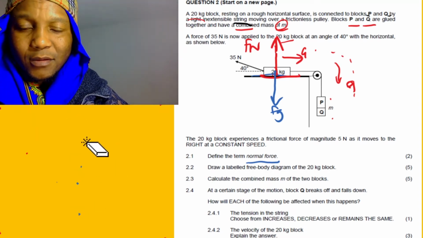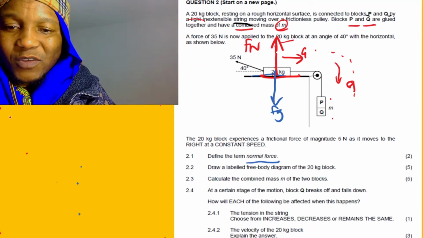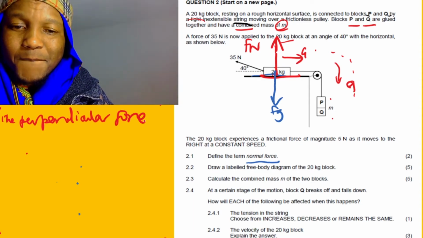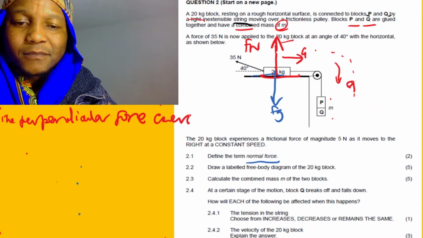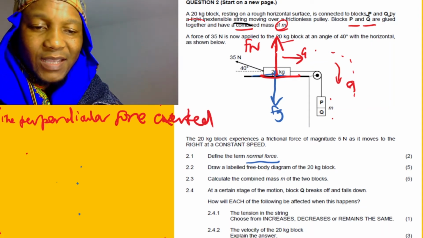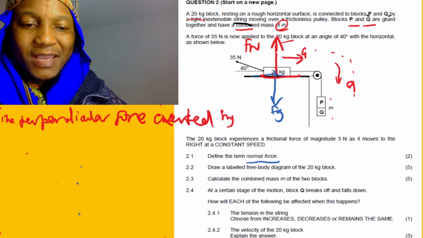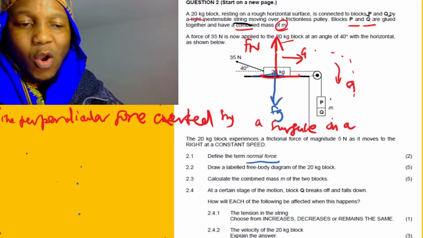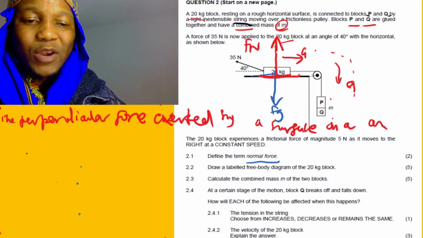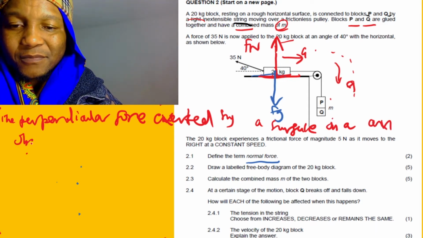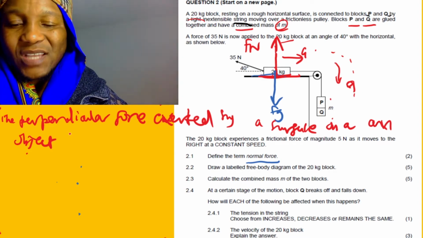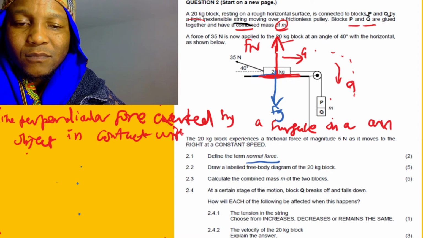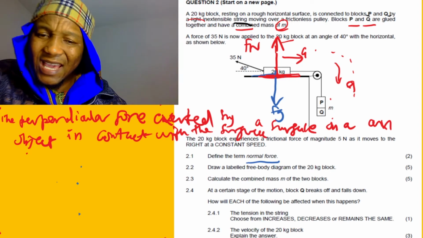So let's put the right definition. The normal force is the perpendicular force exerted by the surface only on an object in contact with the surface. It's an easy one. We're done already.